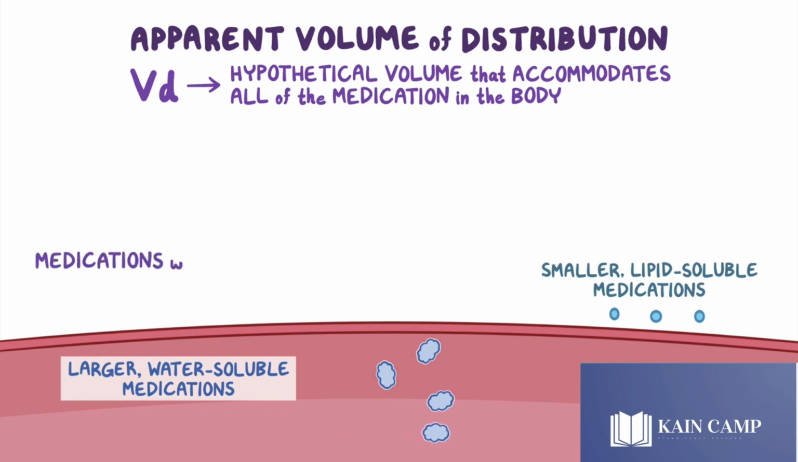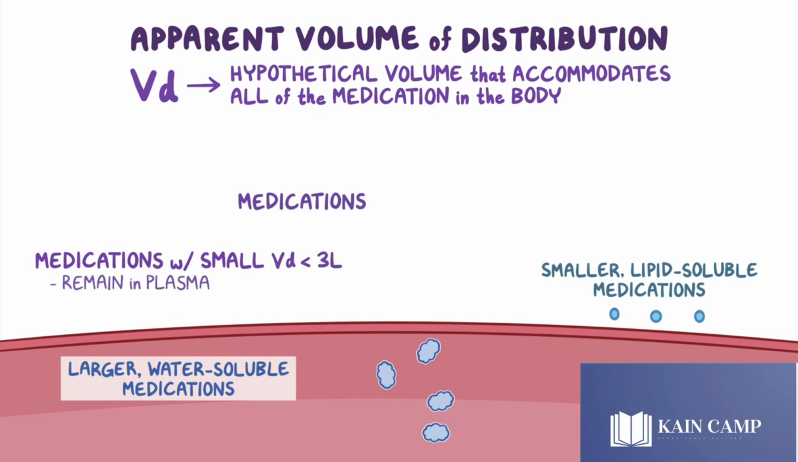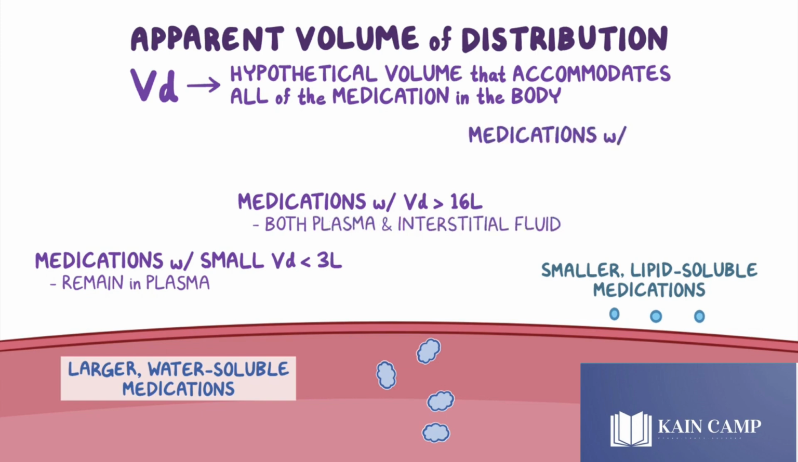the plasma. So the medications with a smaller volume of distribution, less than 3 liter, will remain in the plasma. The medications with a larger volume of distribution, greater than 16 liter, will remain in plasma and interstitial fluid. But the medications with a volume of distribution greater than 46 liter can possibly distribute throughout all the body compartments.